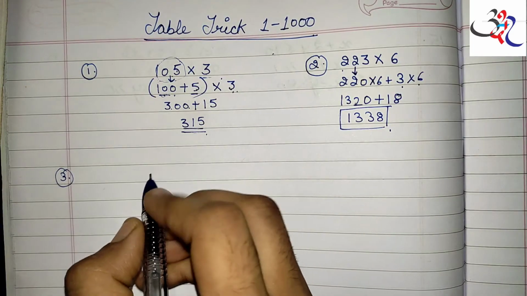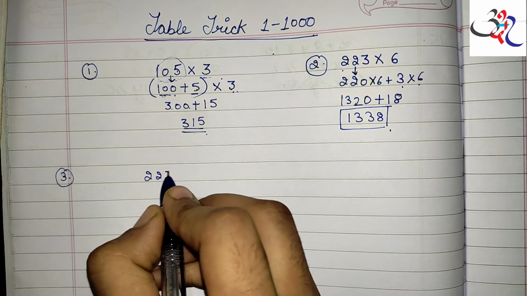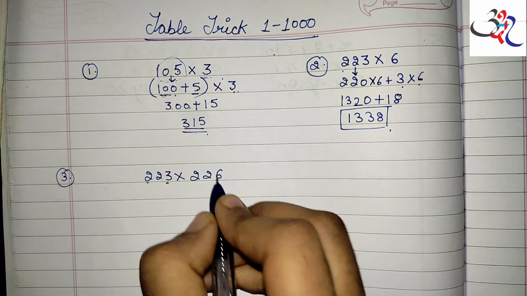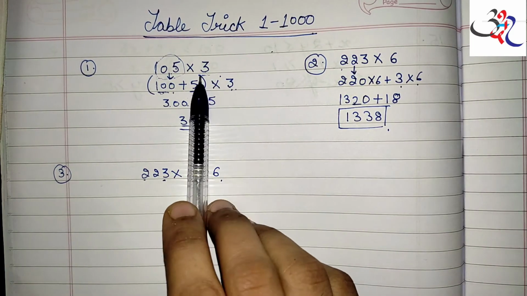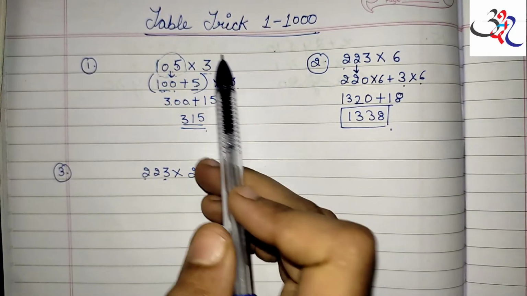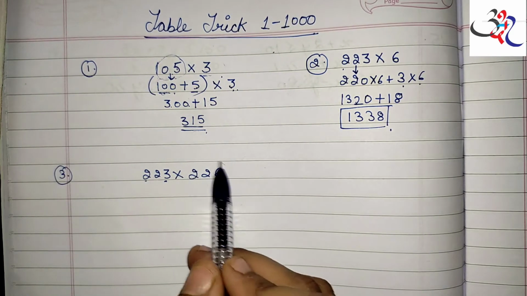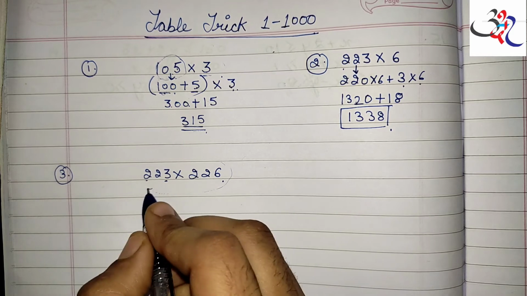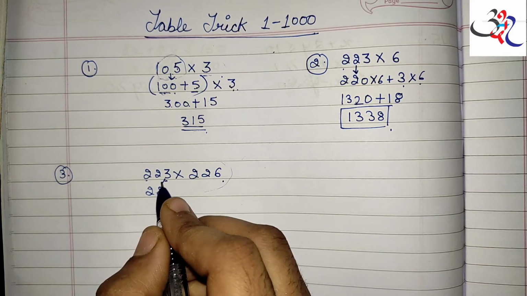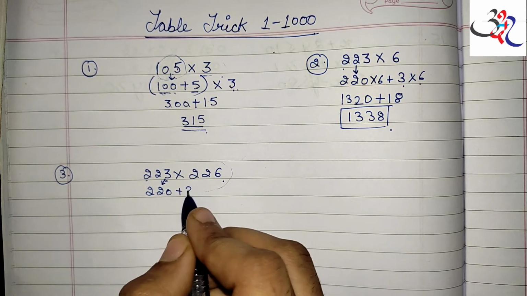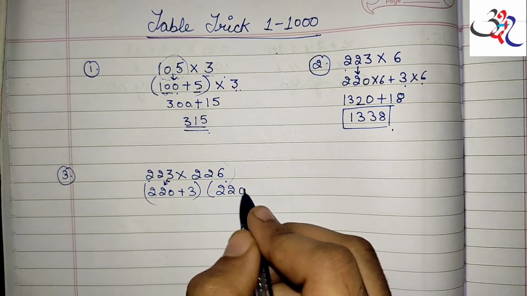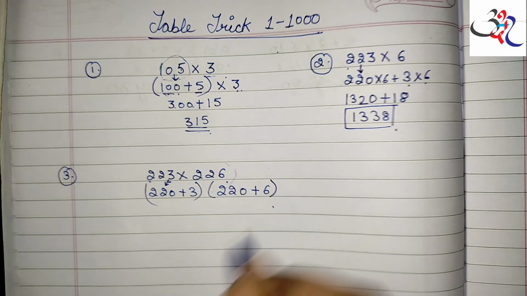So this is the method which you have learned in your class 9th. Let's take some other example, that suppose you have to do multiplication of 223 with 226. This trick you can solve your two problems, that you can remember the tables, also you can do the bigger multiplications also. Okay, so what you can do, you can reduce it to 220 plus 3, right? And then you can reduce it to 220 plus 6.